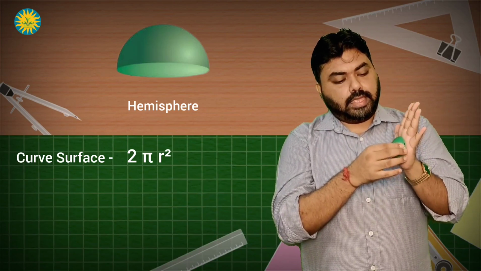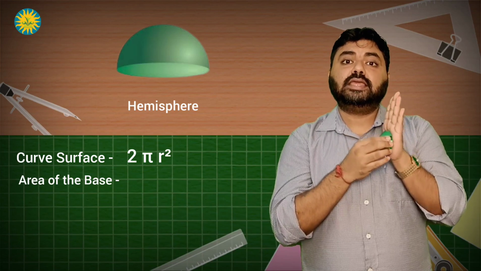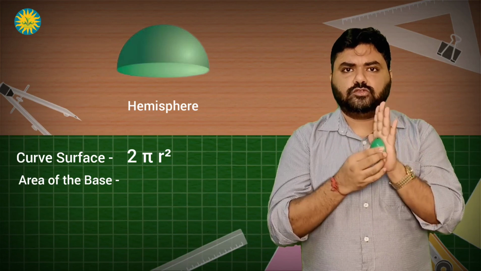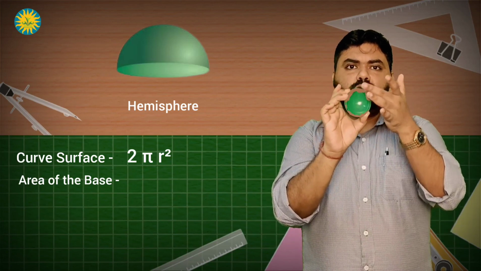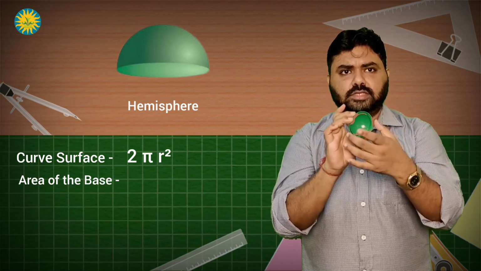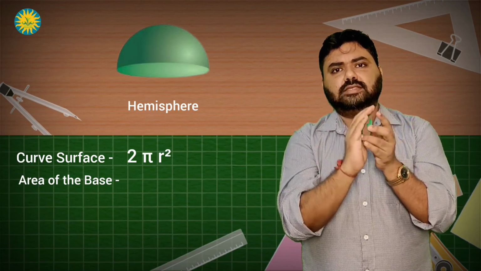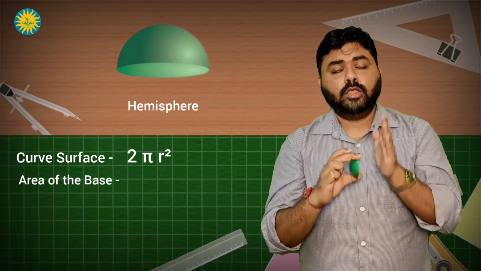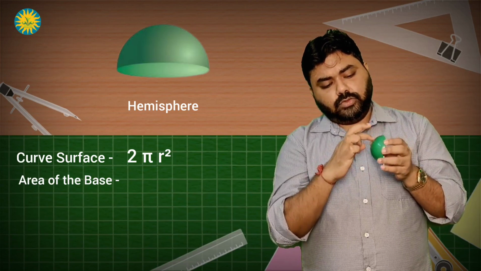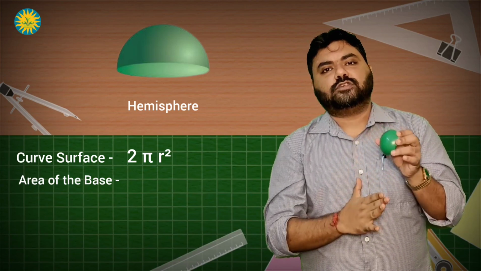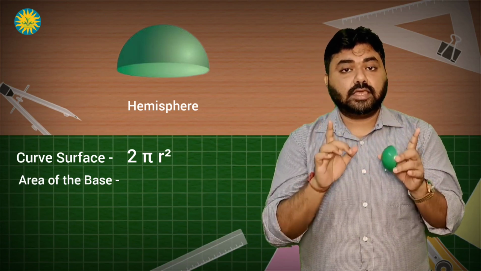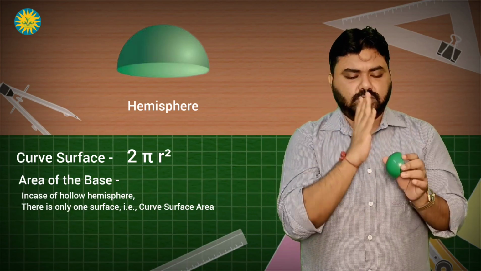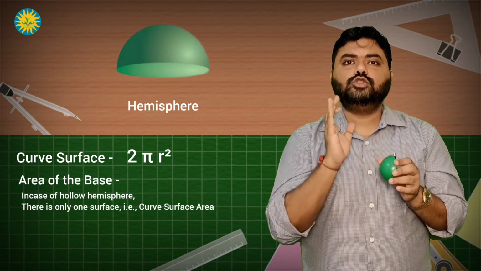Now the area of the base in case of total surface area: if it's a hollow sphere, just see, this is a hollow sphere, so there is no flat surface. There is only one surface, that is the curved surface. Therefore in case of the total surface area of a hollow hemisphere, there will be one curved surface and no flat surface. I'm again repeating, in case of a hollow hemisphere there is only one surface, the curved surface area, that will be 2 pi r square.